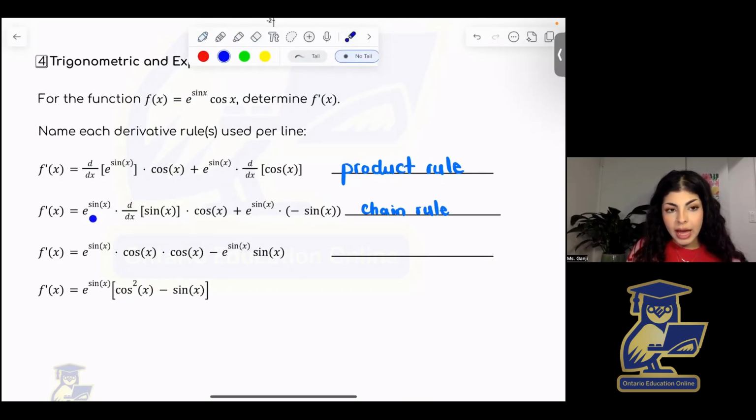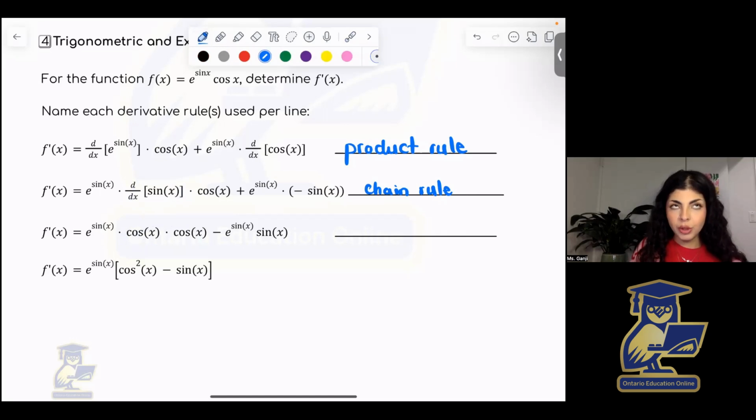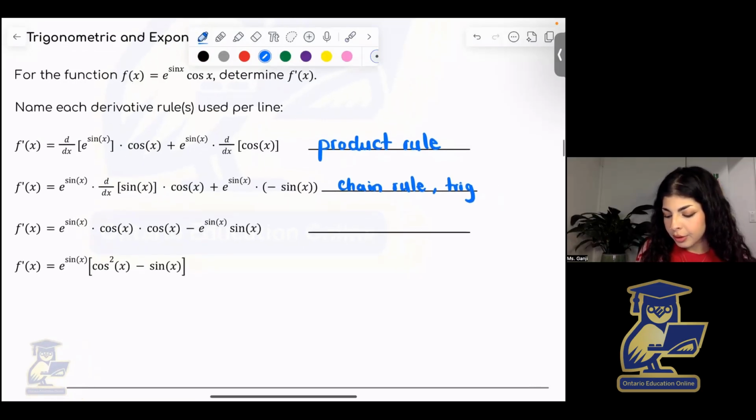So here we just have e to the power of sine of x, and then we just find the derivative of that exponent, which is sine of x. And the cosine of x just stays. And in the second part, we have negative sine of x, which is the derivative of cosine of x. And this is just our trigonometric properties, or the derivative of the trigonometric functions that we saw in our previous lesson. And now we have e to the power of sine of x times cosine of x twice, because this is now the same derivative property. So I guess we do add that here. So I'll just write trig derivative.